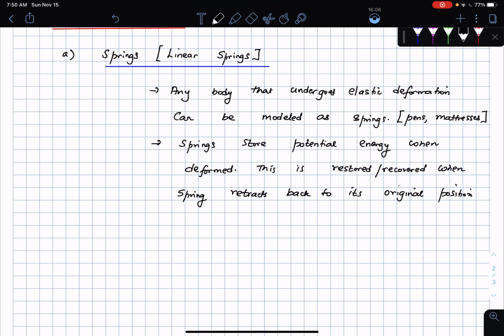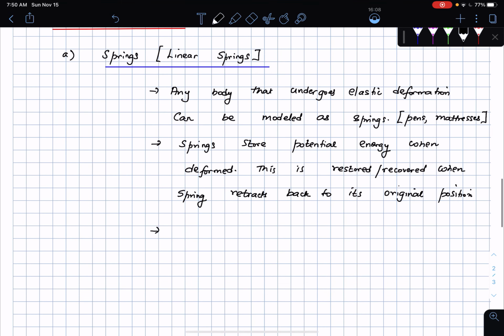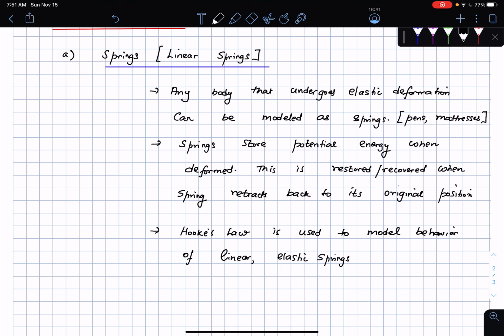Okay, and how do we model springs? We model springs using Hooke's law. Hooke's law is used to model the behavior of linear elastic springs. Right, this is typically the type of spring that we are looking at.